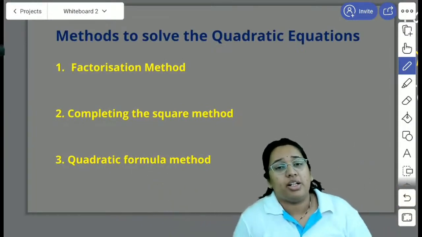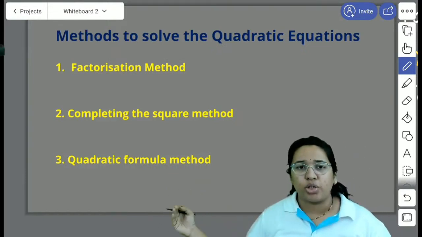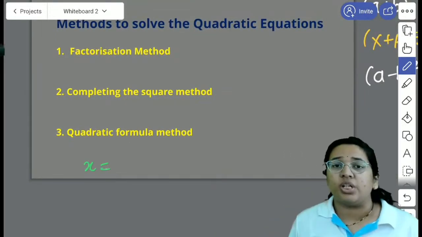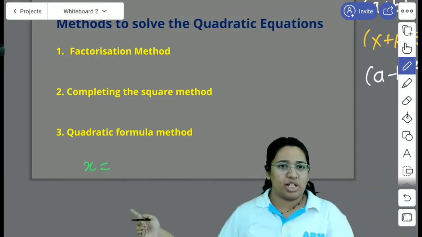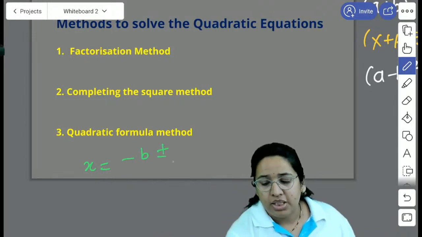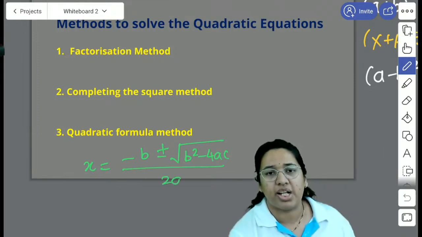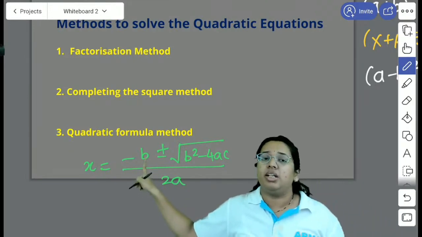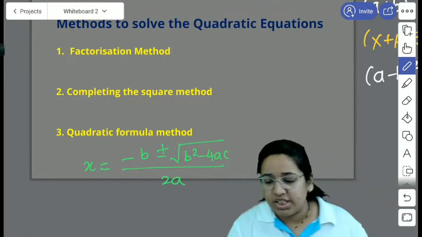So what is the quadratic formula method? You just have to remember what will be the formula for that case. If you have a quadratic equation in terms of x, then for ax square plus bx plus c equals 0, I can say that x is nothing but minus b plus or minus square root of b square minus 4ac, upon 2a, where a is the coefficient of x square, b is the coefficient of x, and c is the constant term, right?